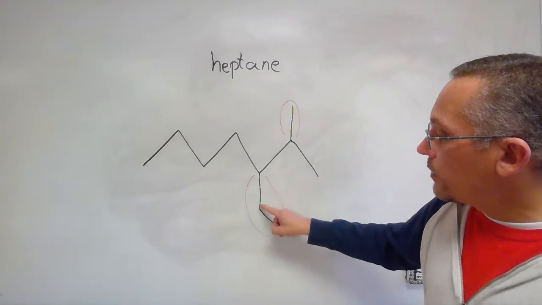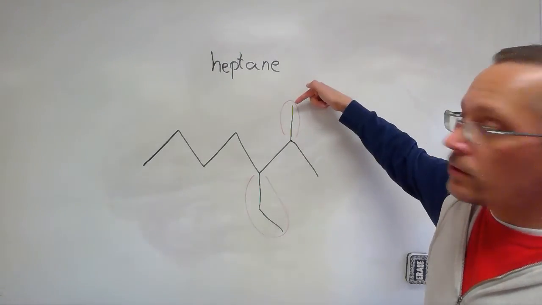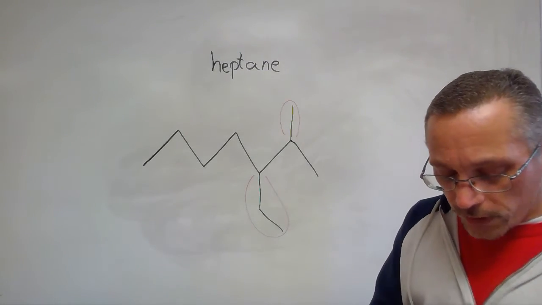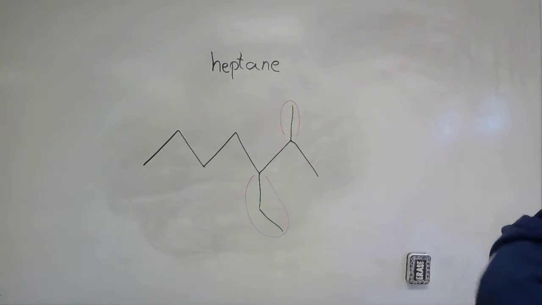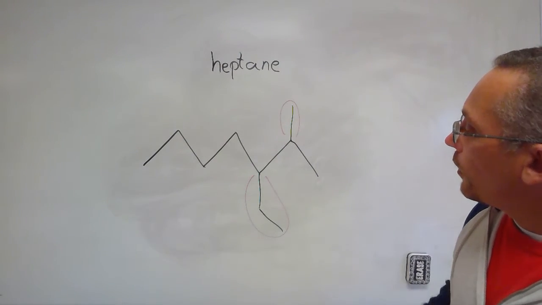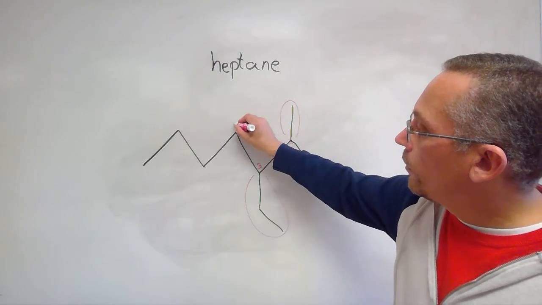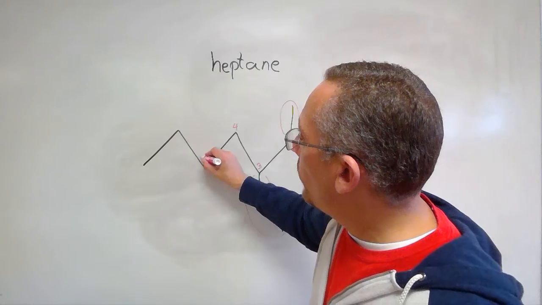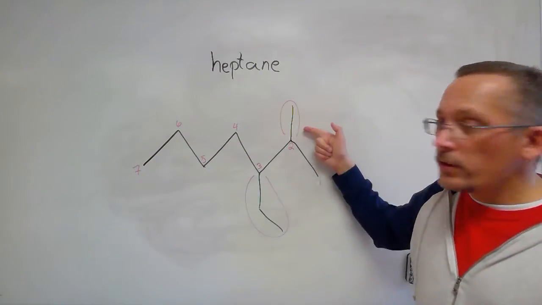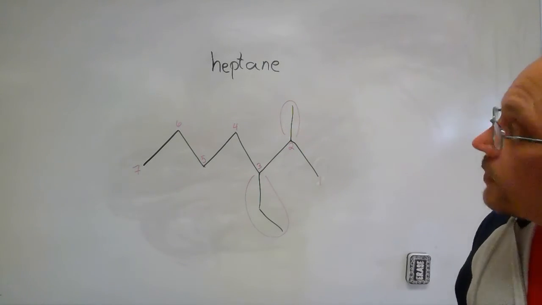So this branch has 2 carbon atoms. It's got one here and one here. And this one has just the 1 carbon atom right here. So we'll name this one first. Well, which carbon number does that come off of? Let's see. Obviously, naming it from this side is going to give me the smaller number. So here's carbon 1, 2, 3, 4, 5, 6, and 7. So this branch comes off of carbon number 2. So I'm going to name this with a 2.